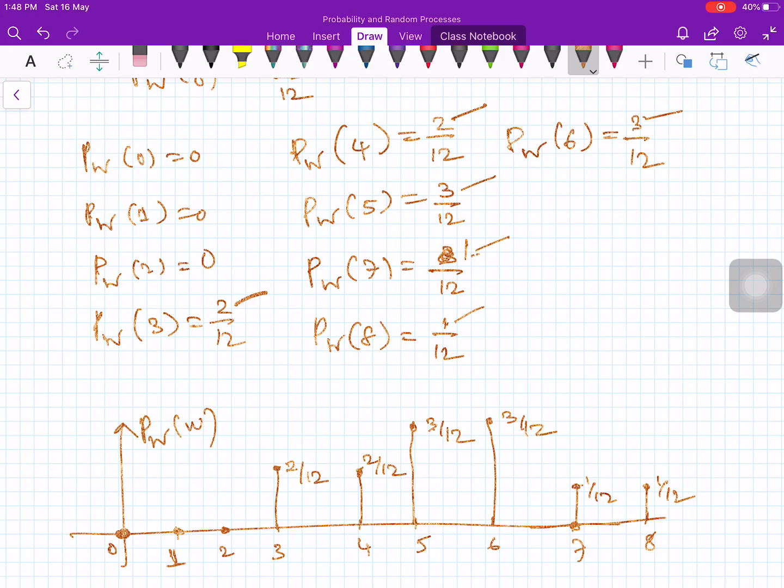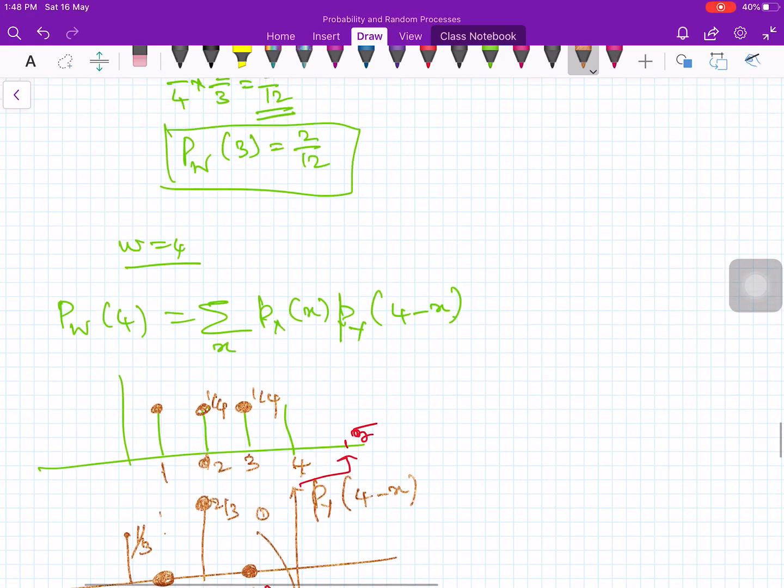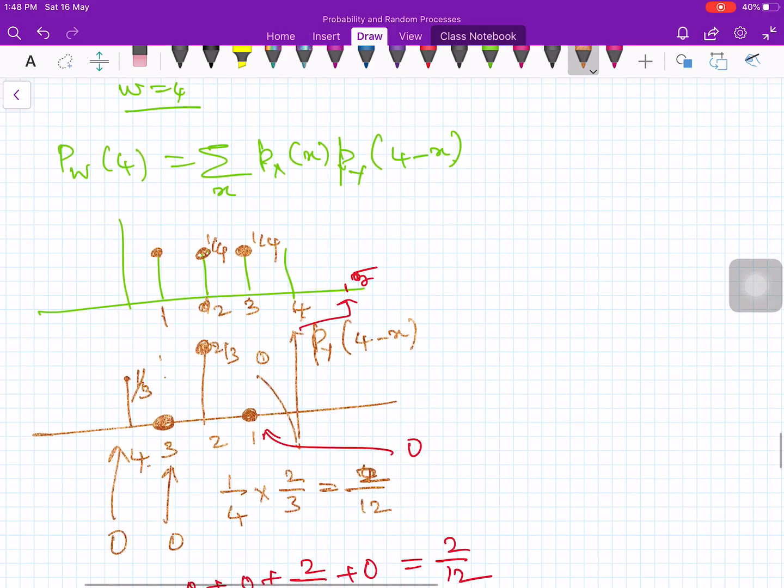And there is one important point that I want to mention here. So let me take any one case. See here the W value is 4. Let me choose some other color. Yeah, I'll choose. Here the W is 4.